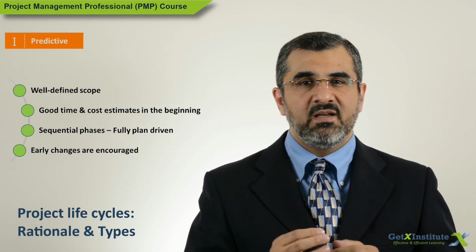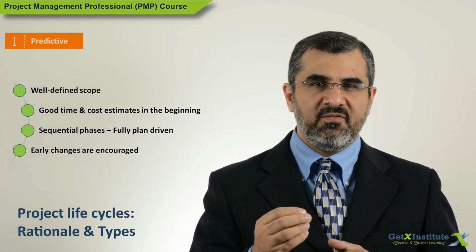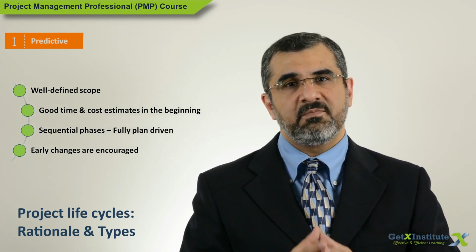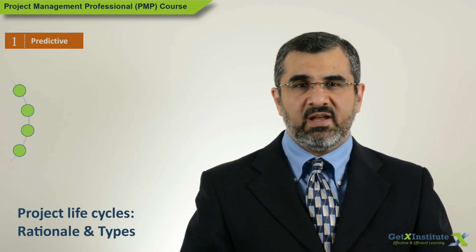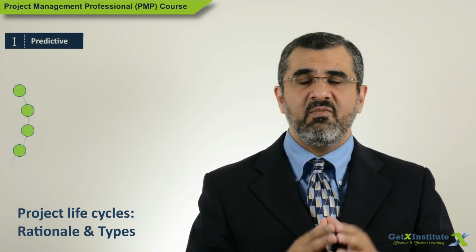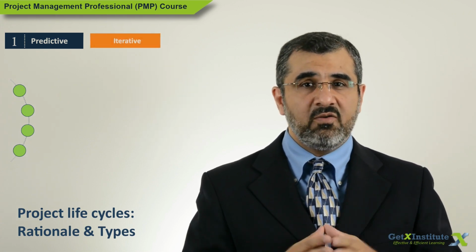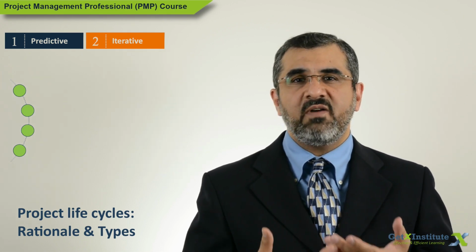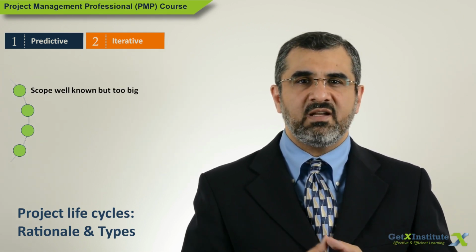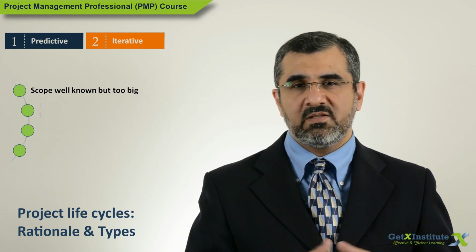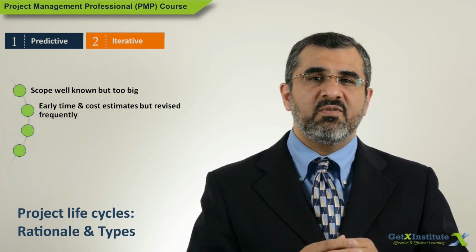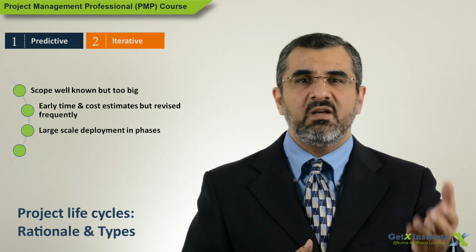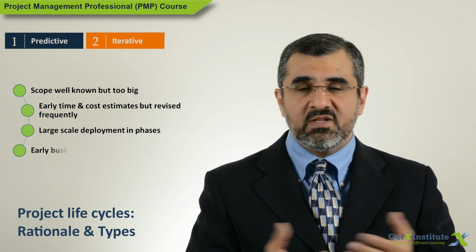In IT projects, it is called the waterfall method, signifying that project proceeds one way only, like water flows one way only. Second is iterative life cycle. This life cycle is taken up when the high level scope is well known at the start, but it is too big. In that case, there might be a need to revise the time and cost estimates several times as the project progresses. Also, a big benefit of taking this approach is that part of the scope that is complete can be put to use, handed over to the customer or user so they can start using it.